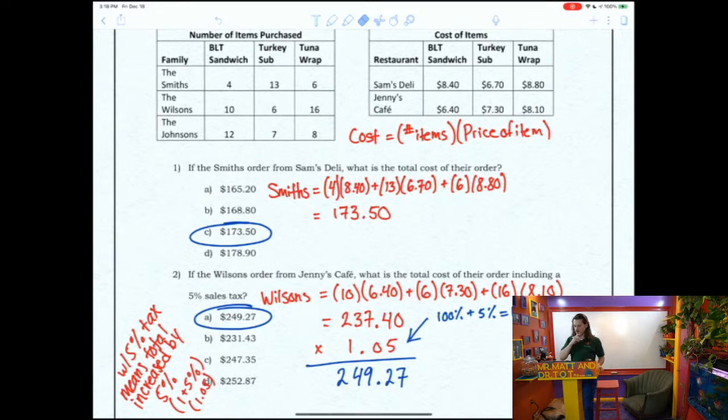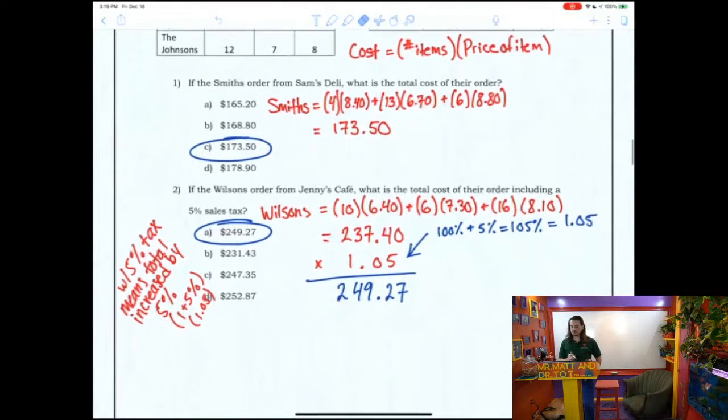Okay, so if we look at number one, we need to calculate the total cost that the Smiths order from Sam's Deli. So we're going to take the number of items that the Smiths order, so the individual number of BLT sandwiches, turkey subs, and tuna wraps, and multiply them by their corresponding price at that restaurant. So 4 BLTs times their individual price of $8.40 plus 13 turkey wraps times their individual price of $6.70 plus 6 tuna wraps times their price of $8.80. If you do that calculation, you should get $173.50, which is answer selection C.